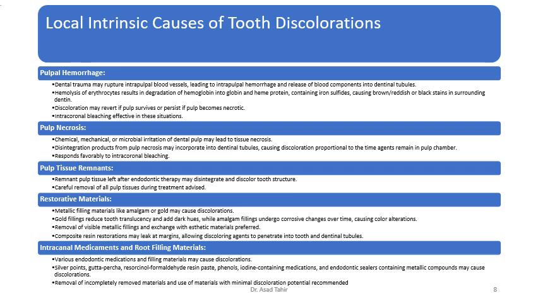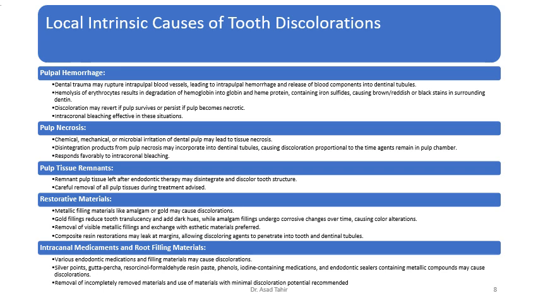Local intrinsic causes of tooth discolorations. Pulpal hemorrhage. Dental trauma may rupture intrapulpal blood vessels, leading to intrapulpal hemorrhage and release of blood components into dentinal tubules. Hemolysis of erythrocytes results in degradation of hemoglobin into globin and heme protein, containing sulfides, causing brown/reddish or black stains in surrounding dentin. Discoloration may revert if the pulp survives or persist if the pulp becomes necrotic. Intracoronal bleaching is effective in these situations.